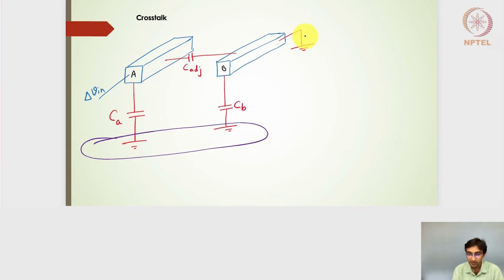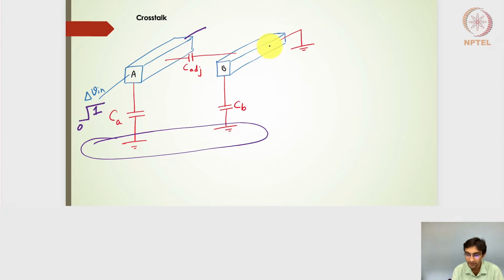So what we are seeing here is, in a digital circuit, if there is a change from 0 to VDD, or to logic 1, I will have a change in wire A that will be propagated from one side of the wire to the other side. But because of this coupling capacitance, or the adjacent capacitance, there will be an effect on wire B as well.